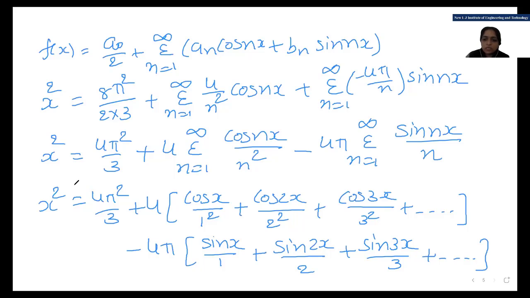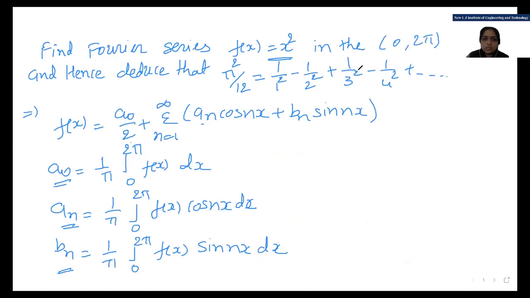If our question is like that, find the Fourier series of f of x is equal to x square, then this is our answer. You may write up to this term or this term as you wish. Both are the same. But our question is find the Fourier series and hence deduce that, okay? So we have to deduce this equation through our Fourier series.